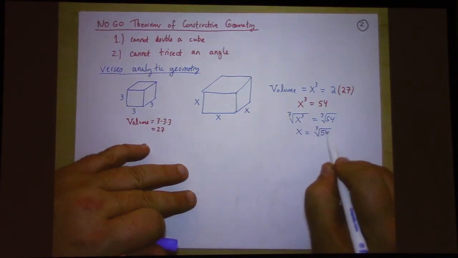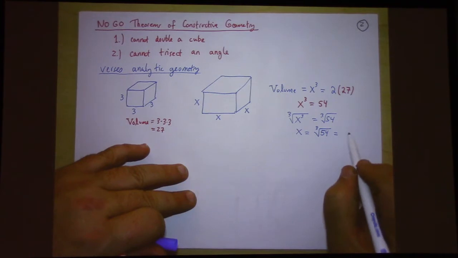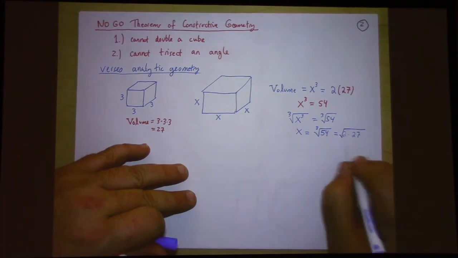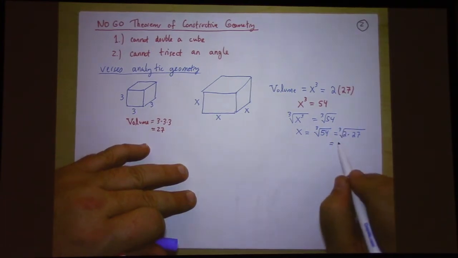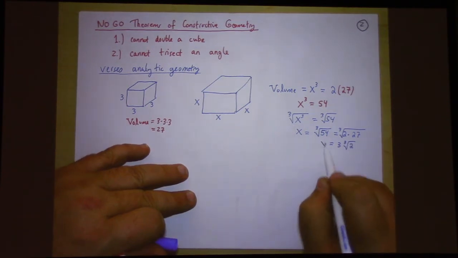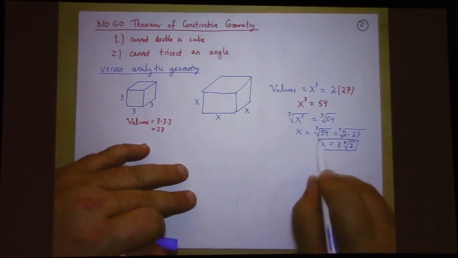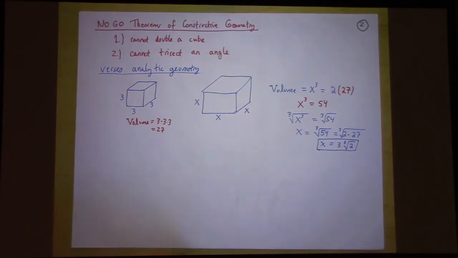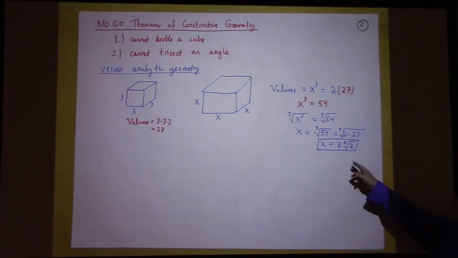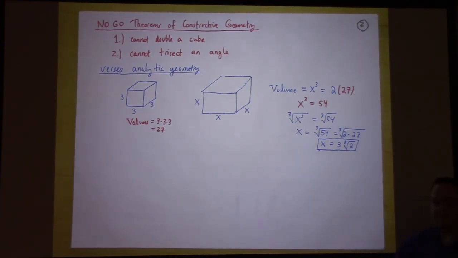And 54 is what? It's like 27 times 2, right? So if you take the cube root of that, you've got really 3 times the cube root of 2. So this is the answer to double, basically to double the volume of the cube. You take the length that you're given and you rescale those by just multiplying by the cube root of 2.